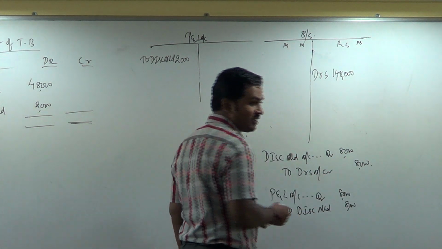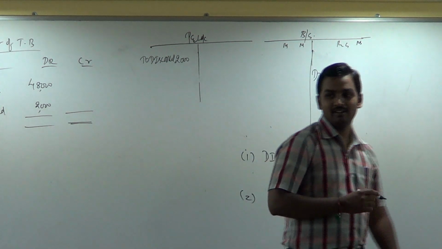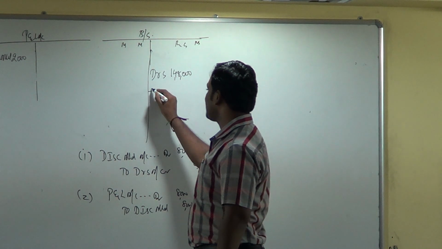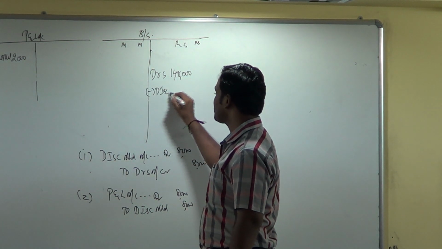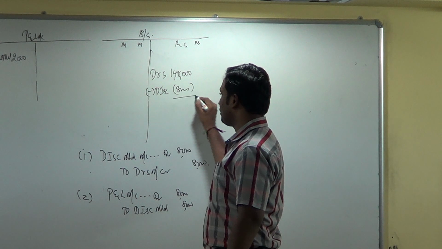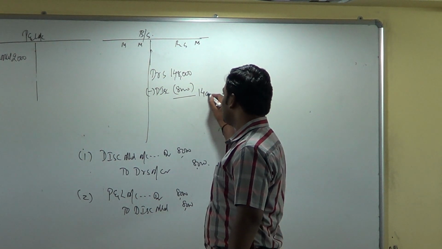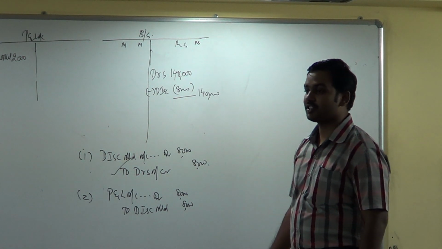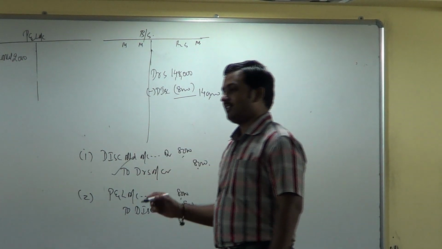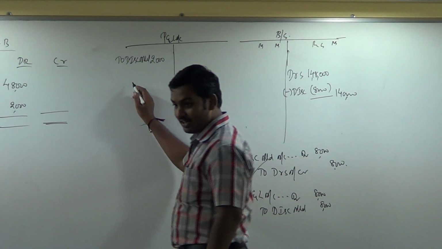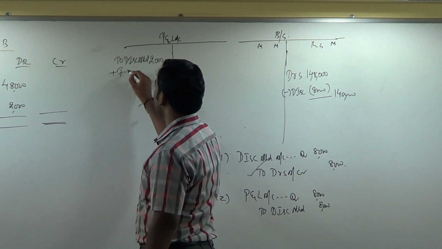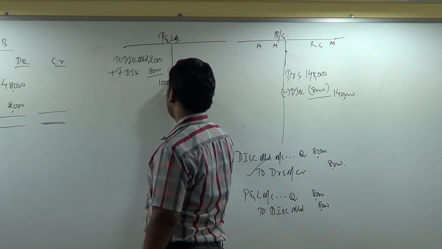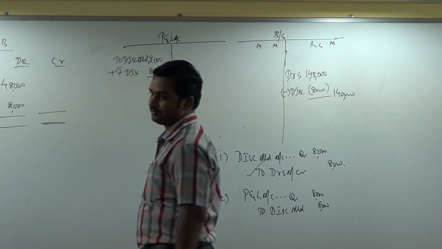Now what should you do after passing the entry? Deduct from debtors. How much should you deduct? 8,000. Less discount. How much? 8,000. Outer column, how much should I write? 1,40,000. Over? Next. What should I do next? Go to profit and loss account and then add further discount. How much? 8,000. Total outer column 10,000.